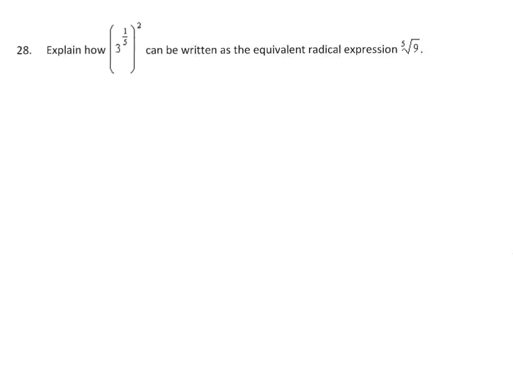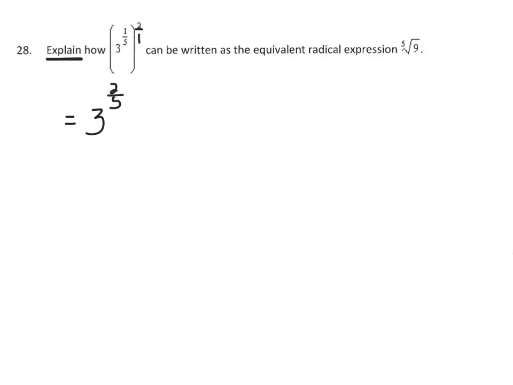Number 28 wants us to explain, so that means we're going to have to use words for this, how 3 to the 1/5, squared, can be written as the equivalent radical expression, the 5th root of 9. So the first thing we're going to do is, if you have a power raised to another power, you just multiply these exponents. So 1/5 times 2 over 1 would just be 2/5. So I'm going to rewrite this as 3 to the 2/5 power.